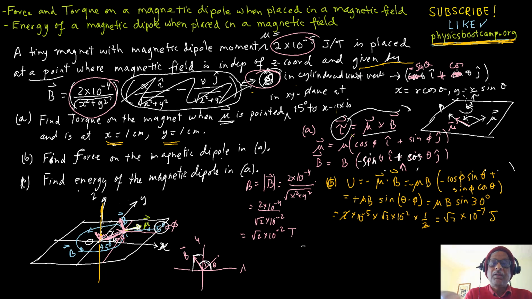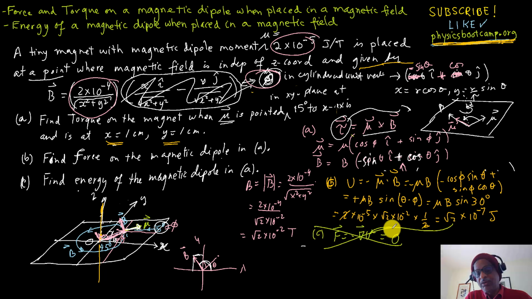Now, a lot of students make a mistake here. They go to C and they remember that F should be equal to minus del of U, and then they use U and get 0. This is totally wrong.